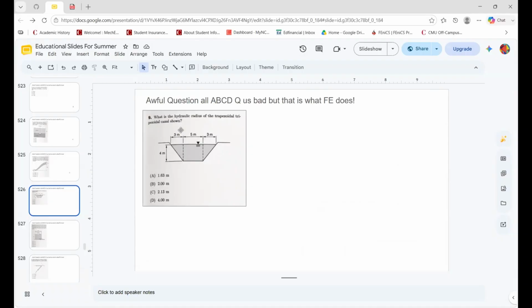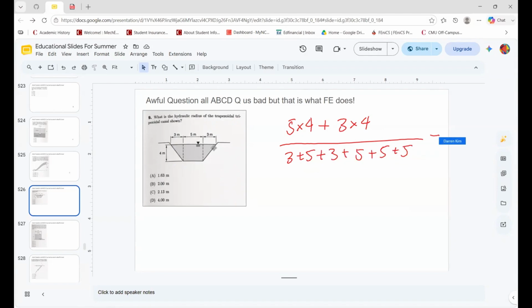So cross-sectional area is, let me just do it. So 5 times 4, right? Plus 3 times 4. And then the perimeter is basically saying 3 plus 5 plus 3 plus 5 plus 5 plus 5. So 20 plus 12 divided by 3 plus 5 plus 3 plus 5 plus 5 plus 5. That's about equal to something. Wait, well, that's not the answer.